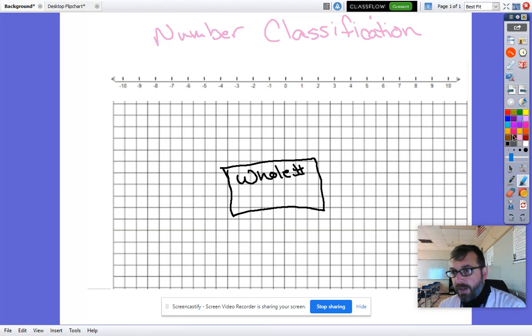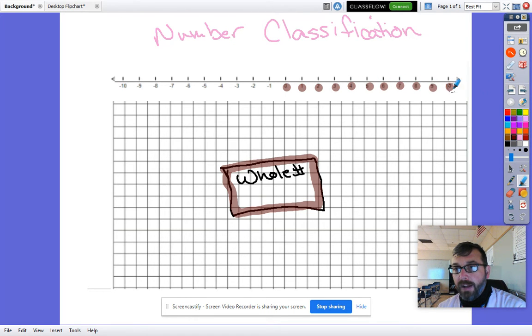And now whole numbers are going to include numbers like 0, 1, 2, 3, 4, 5, 6, 7, 8, 9, 10, and so on as we go down the line. Okay? So I'm going to write just a couple examples in here. We're talking about 1, 2, 3, 4, ... Okay? Those are our whole numbers. Easy enough.